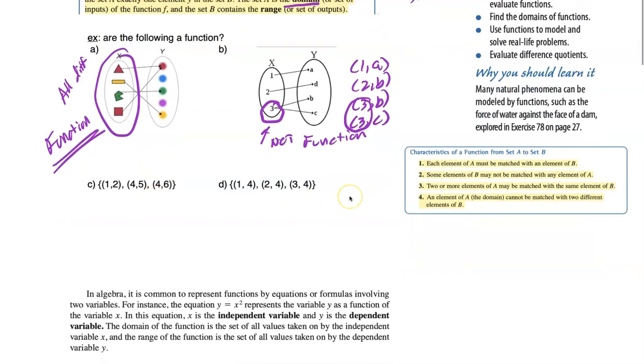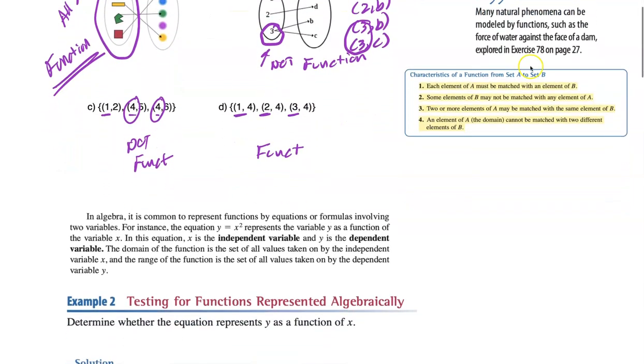So if I was doing these two here, all you do is check the x values. Right here, there are two 4's, not a function. And the last one here, 1, 2, 3, function. If you notice, I didn't even check the y's. The y's are all the same. Who cares? If I'm trying to decide if it's a function or not, all you're doing is checking the x's. So that's a function.